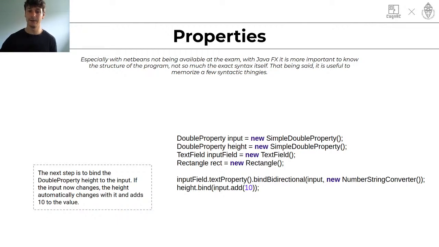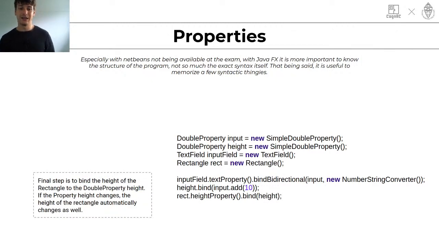So if we have 7 in the text field, then the input double property will change to 7 as well, and then the height double property will change to 17, because 7 plus 10. And then we can bind the height of the rectangle to the double property of the height. So again, just make sure that you know how the binding works. I think that's the most important part for the JavaFX. Yes? When do you have to use .getChildren?